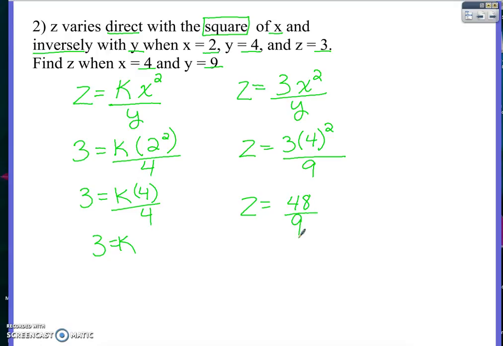All over 9, and I have to reduce. So I know both of these are divisible by 3. Did I do that right? Yeah. So both of these are divisible by 3. So I would have 16 over 3 as my value for z.